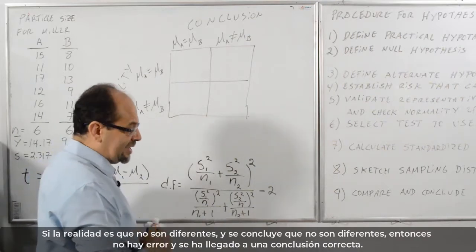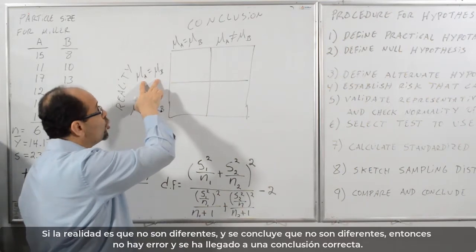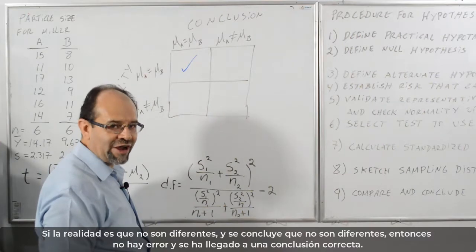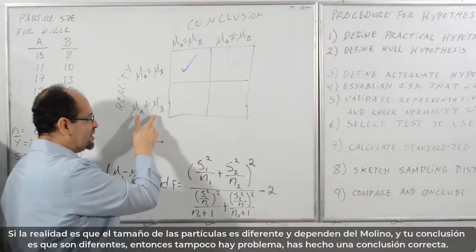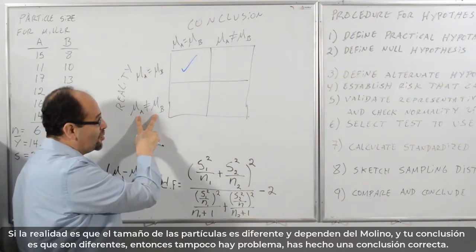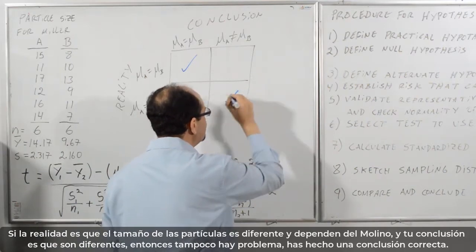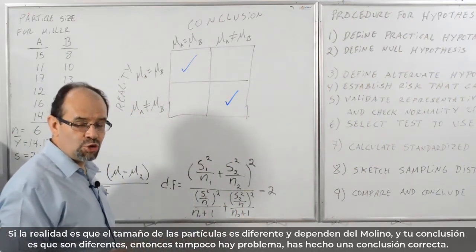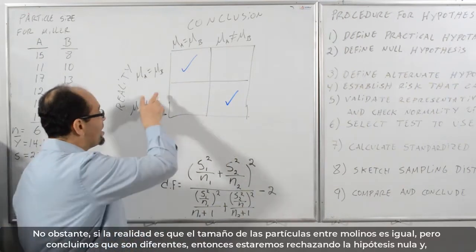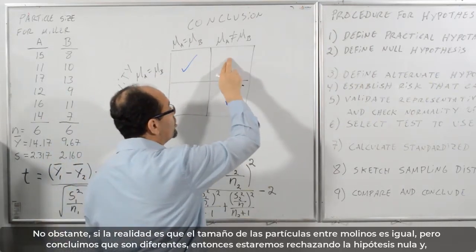If the reality is that they are not different and you conclude that they are not different, you are right. You have made a right decision. If the reality is that the particle sizes are different and depend on the Miller, and your conclusion is that they are different, then it is not a problem. You have concluded right. But the problem can be that the reality is that the particle sizes are the same, but you conclude that they are different.